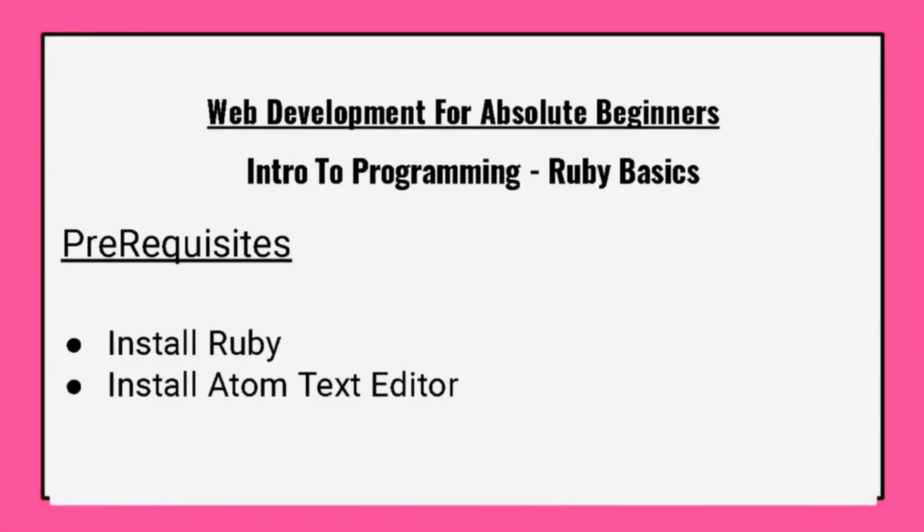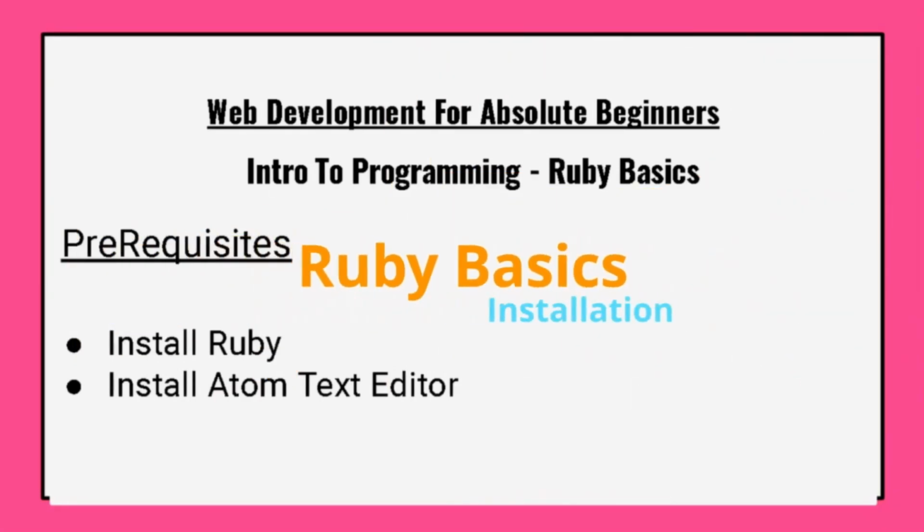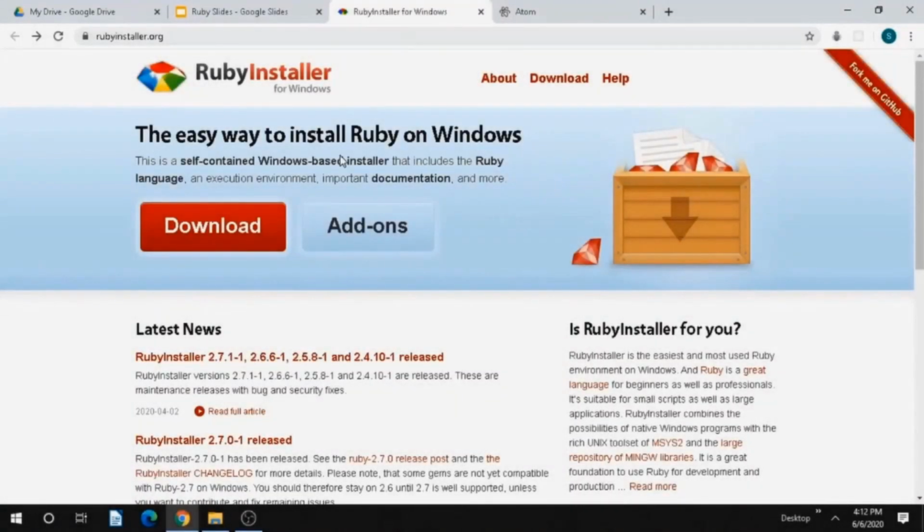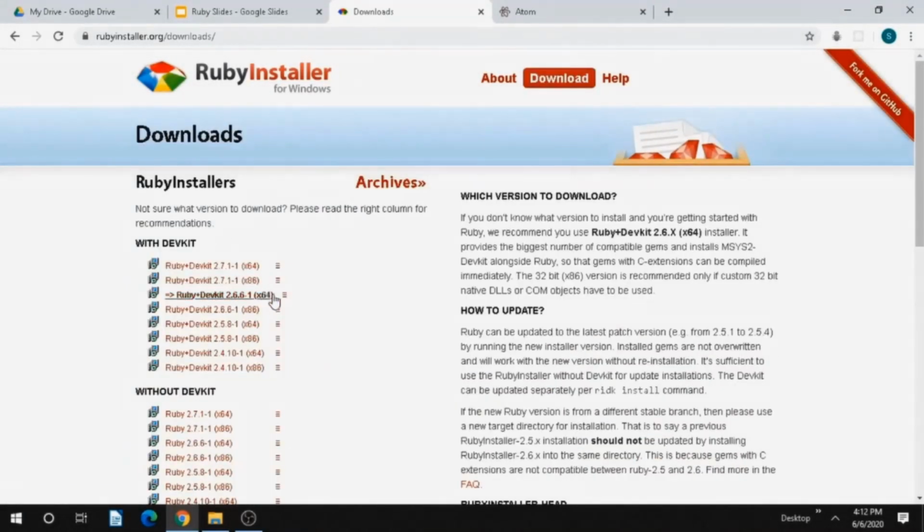Today we will install Ruby. There are two prerequisites. You have to download the Ruby software and also Atom Text Editor. It's a free editor to run Ruby programs. So let's go to rubyinstaller.org and click on the red download button.